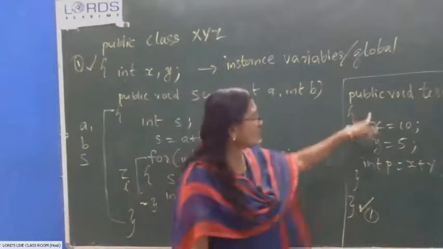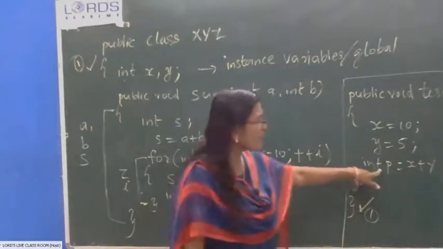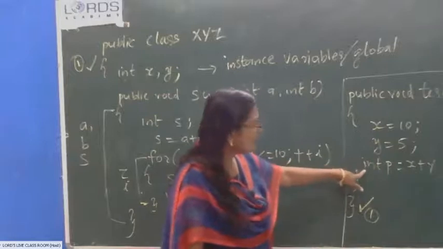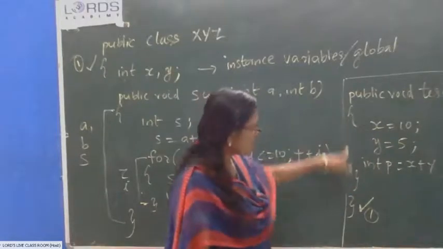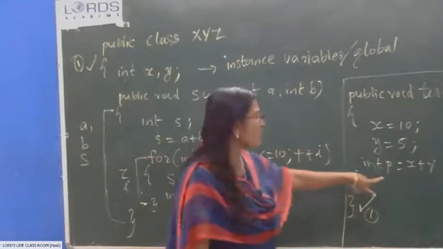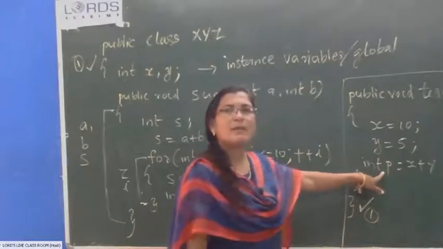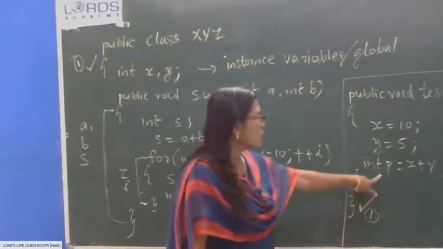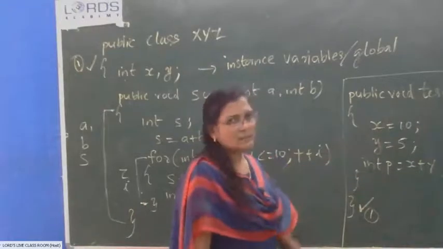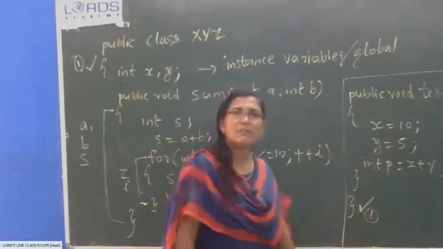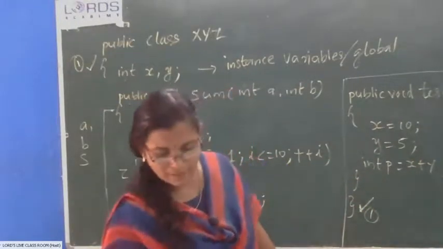Here you look at the test method. Here there is a variable declared, P. So, P is available only in this block. After the declaration only will you be able to use the variable. So, P is known only to the test method. Outside of it, P is not available. Okay, I think you understood.